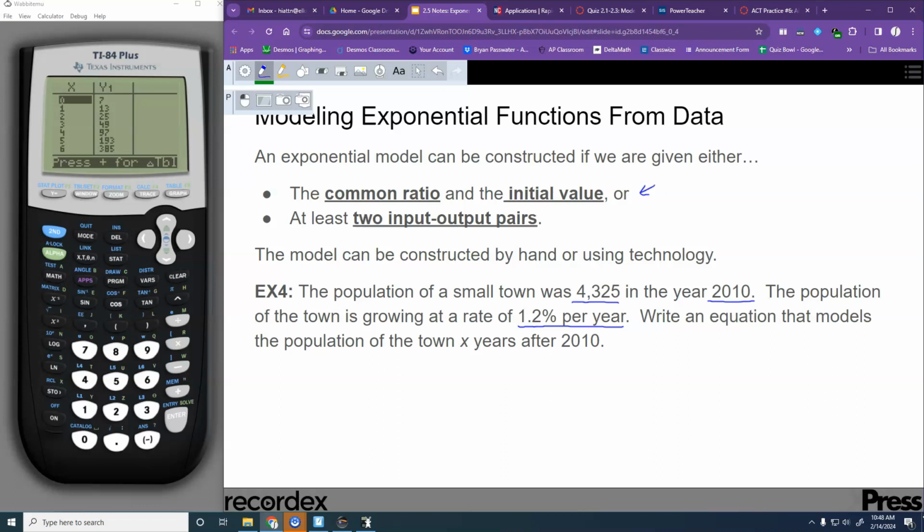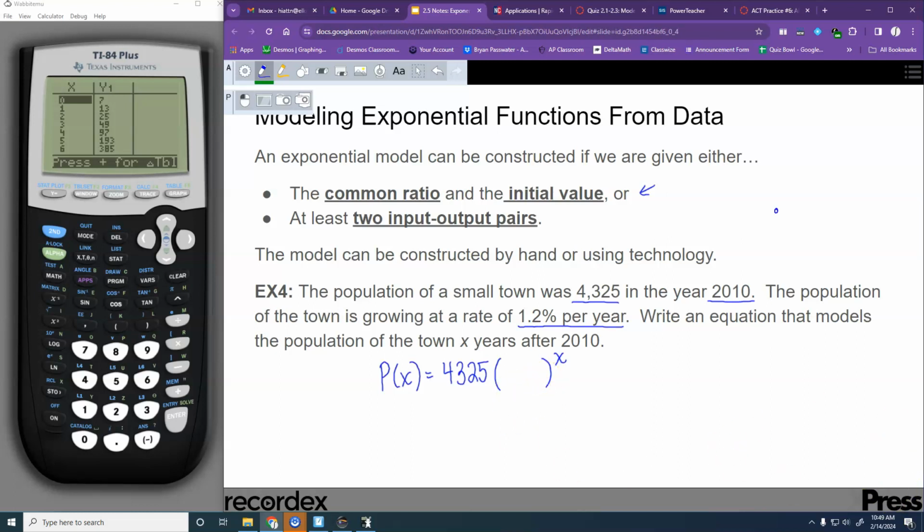So when we write the equation for this, you can use, I'm going to call it P of X for population. You could call it Y equals. You could use any letter over there instead of P if you wanted here. And the initial population is 4,325 people. And then I need to multiply this by my growth factor and raise it to the X power, which will be my time. Okay, what number should go here for my growth factor?